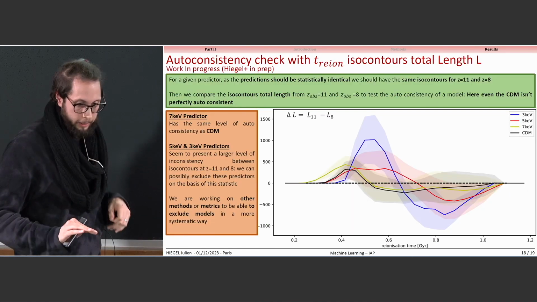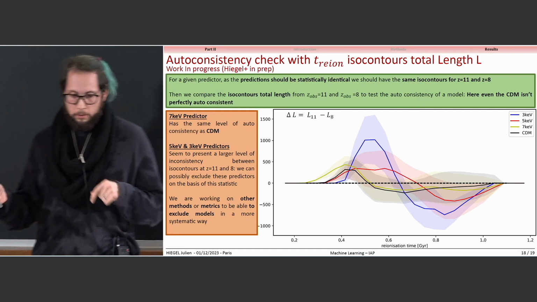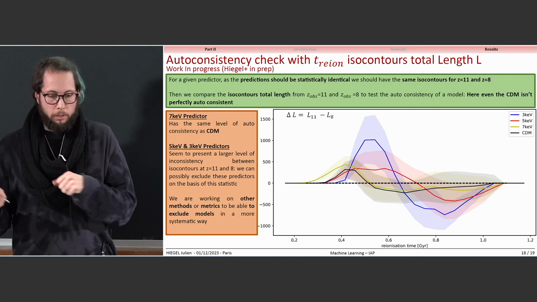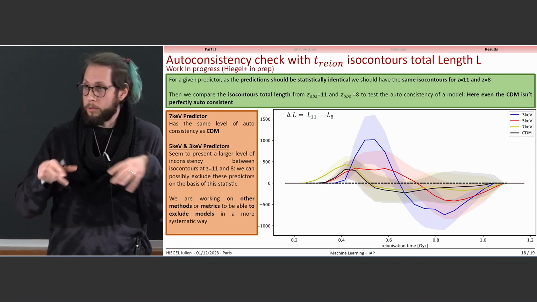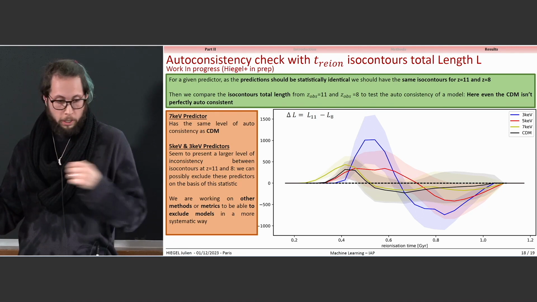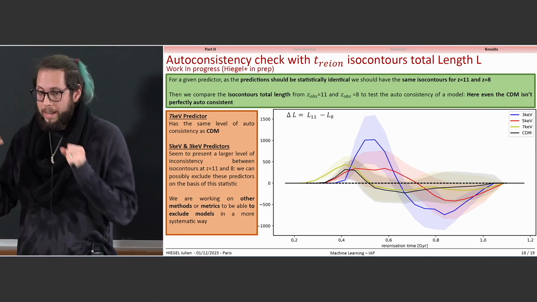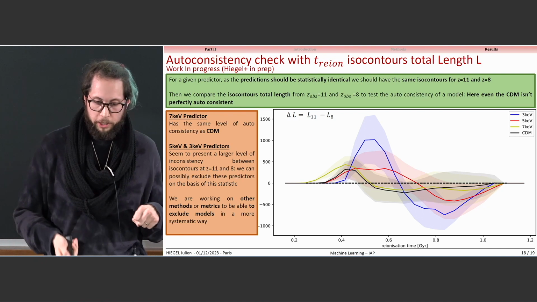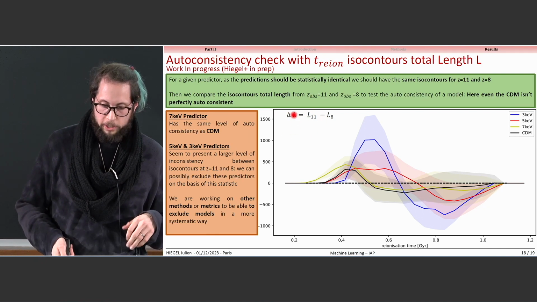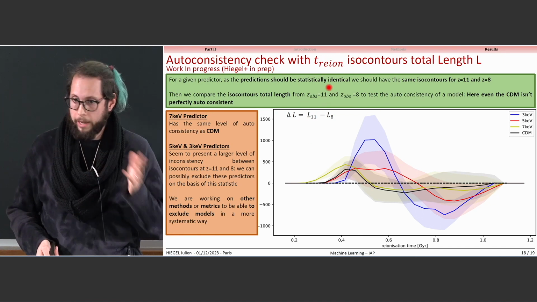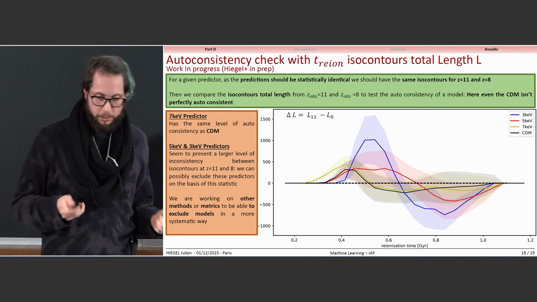Okay, so my last slide is this one. The idea here is that for a given predictor, as the prediction should be statistically identical for the two redshifts, we should have the same isocontour for the two redshifts. Then we just want to compare the isocontour total length for the two redshifts. So here, for a given predictor, we just take the isocontour at redshift 11 minus the isocontour at redshift 8. And then we just test the autoconsistency of each predictor this way.